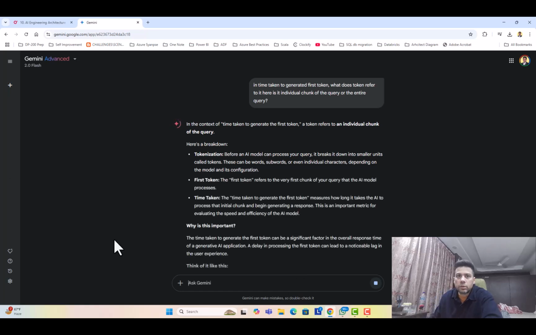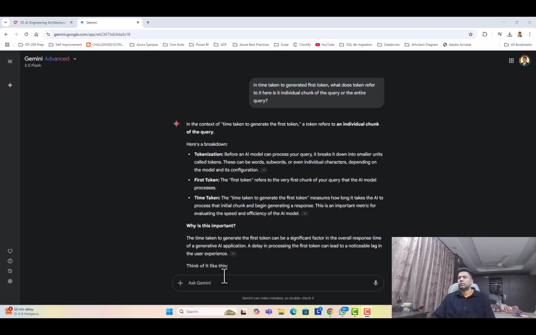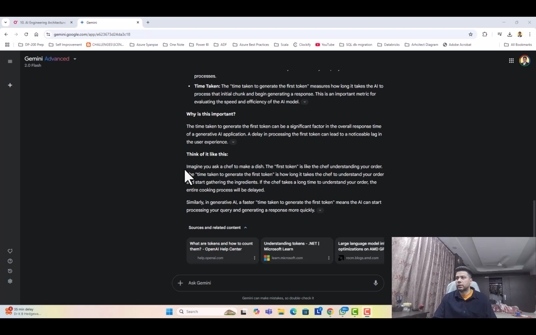So this is in fact an individual chunk of the query, and not the entire query. As you can see from the answer returned from Gemini, this is important because the time it takes for the application to generate your first token would actually define the time it takes for the entire query to be processed. And once again, Gemini has tried to come up with a real world example.